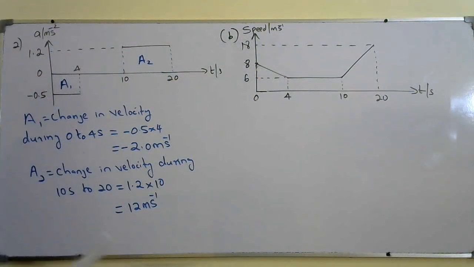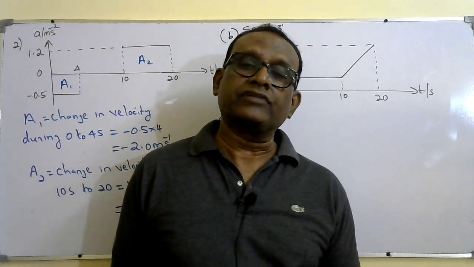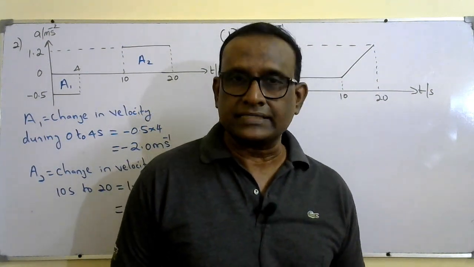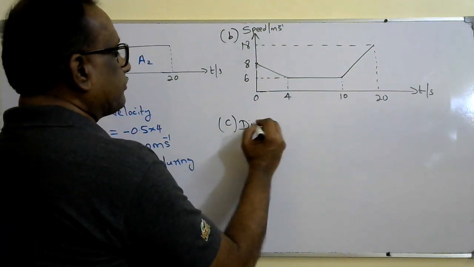Right. C part, find the distance AB. You know that property of the speed time graph: the area covered by the graph and the time axis gives the distance. So distance AB, we need to find it.